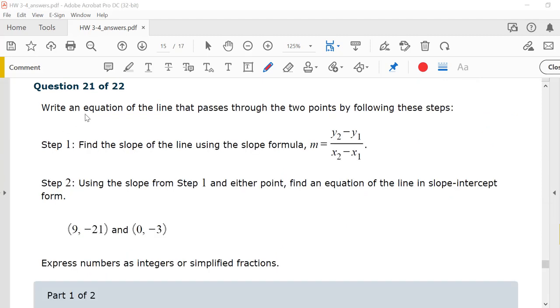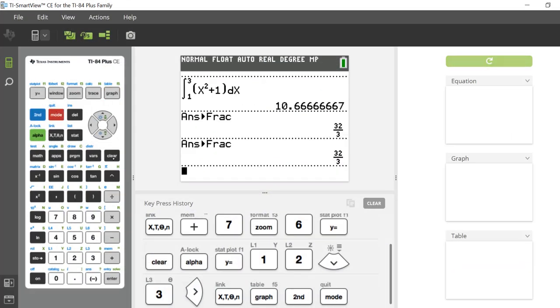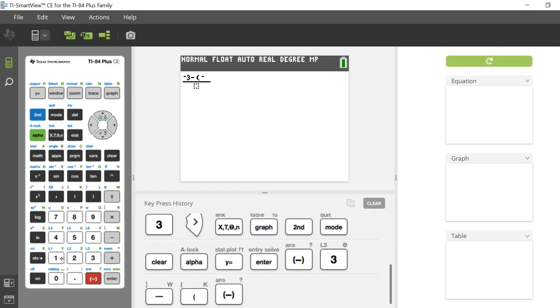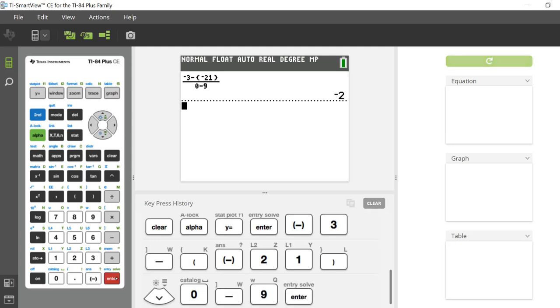Number 21, they want you to write an equation of the line that passes through the given 2 points. First thing they tell you to do is find the slope. Here are the 2 points. Remember, this is x1, y1, x2, y2. So my slope is negative 3 minus negative 21 over 0 minus 9. I can do that on my calculator as a fraction: negative 3 minus negative 21 over 0 minus 9. I get slope is negative 2.